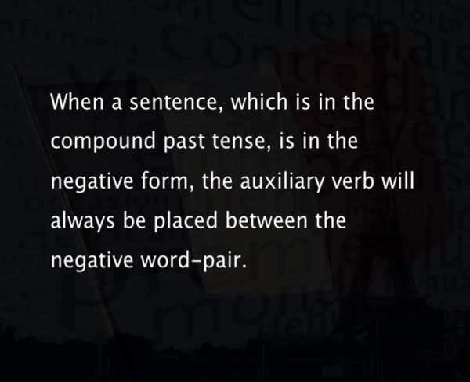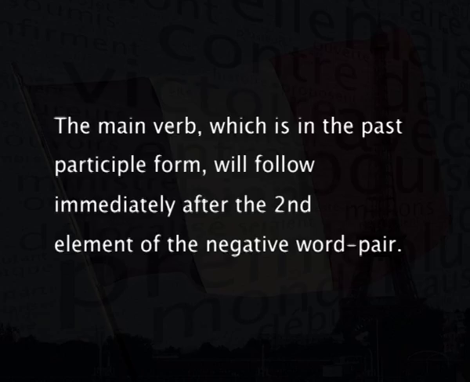So let me summarize this part again. When a sentence, which is in the compound past tense, is in the negative form, the auxiliary verb will always be placed between the negative word pair. The main verb, which is in the past participle form, will follow immediately after the second element of the negative word pair.